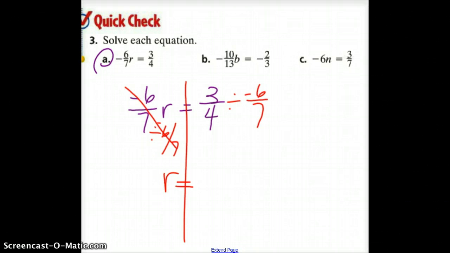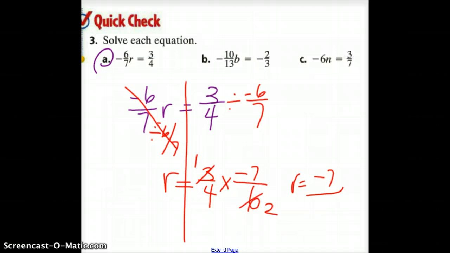R is by itself. 3/4 times the negative reciprocal. Don't forget the negative and switch the numerator and denominator. I have a cross product I can simplify. My r is going to equal negative 7 over 8.